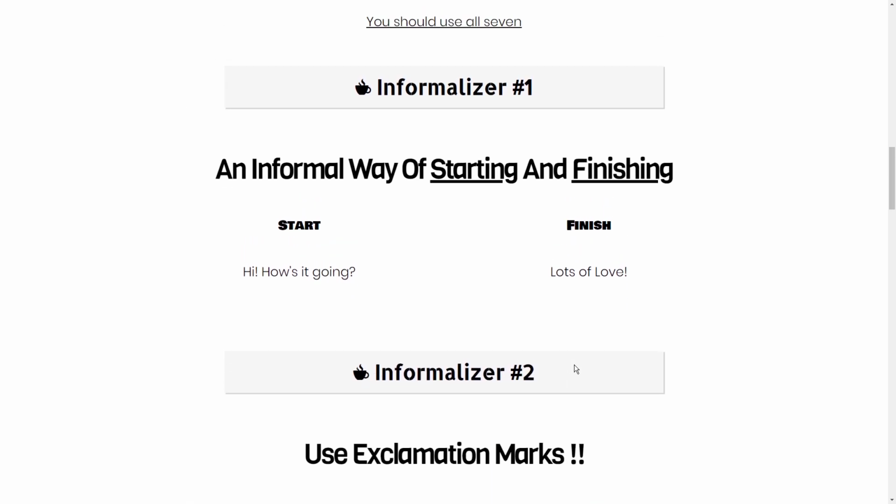Informalizer 2, use exclamation marks. Exclamation marks in English are used to denote excitement or sometimes wonder. So these are the kind of emotions you would only want to depict in an informal letter while you're addressing a friend or a close relative.